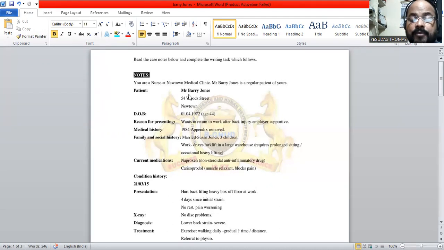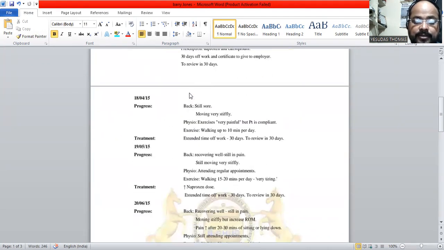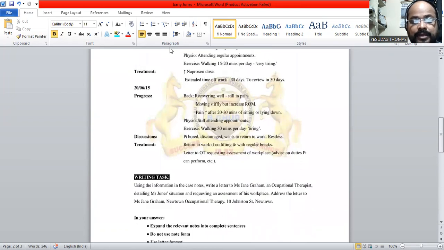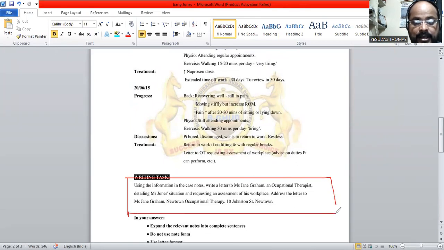So we have got some background information here. Let's go ahead with the writing task. What you can see in the writing task is that, using the information in the case note, write a letter to Miss Jane Graham, an occupational therapist. You are going to detail Mr. Barry Johns' situation. That's number one.